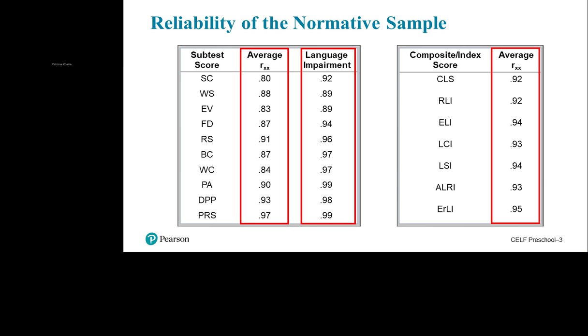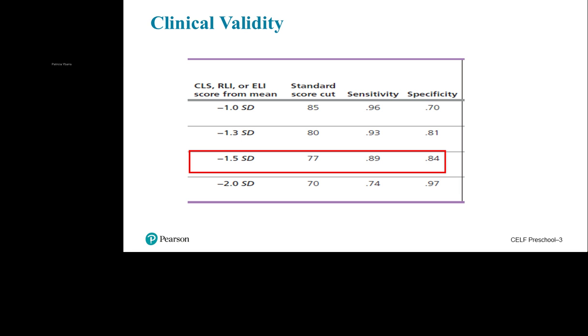And for the clinical group, which is children with a language impairment, the subtest reliability coefficients are consistent with the coefficients reported for the normative sample. This evidence suggests that the CELF Preschool-3 is equally reliable for measuring language skills for children from the general population and for children diagnosed with language impairments. The sensitivity and specificity values indicate that the CELF Preschool-3 is a good tool for identifying children with a possible language impairment when used in conjunction with other measures.